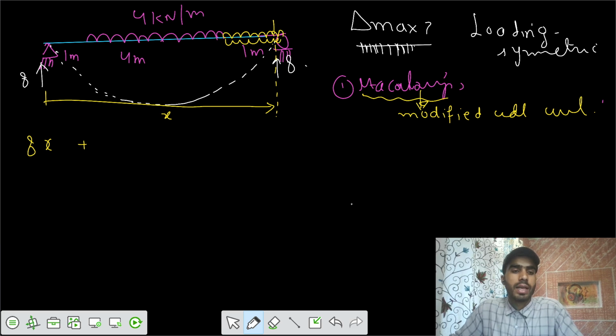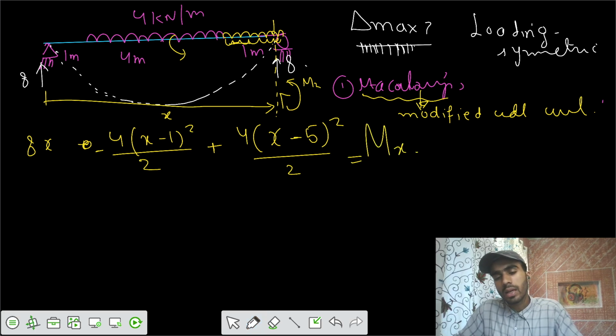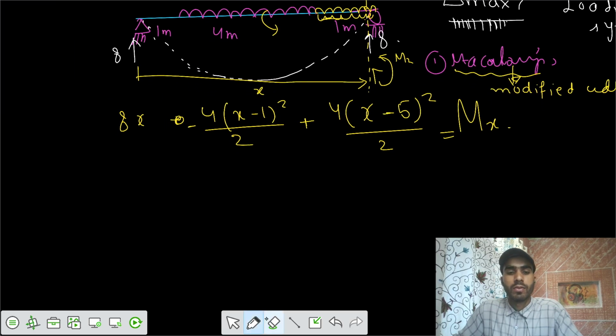You have to show it up to the end support also. So we can say that's 8x plus 4 into (x minus 1) whole square by 2 minus, and this was minus because it's anti-clockwise. Because this effect is small, we can write plus 4, and it is acting after 1 plus 4, 5 meter, so we can write 4 into (x minus 5) whole square by 2. And then the moment is some moment Mx, that's anti-clockwise. Then finally we can write it is clockwise after transferring. So we get the equation of moment at any x.